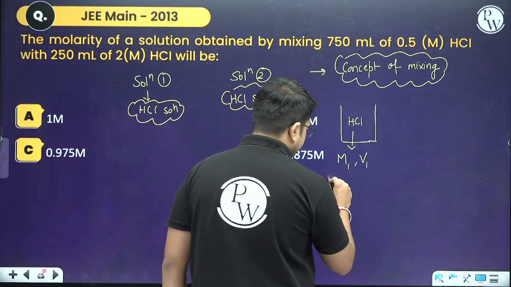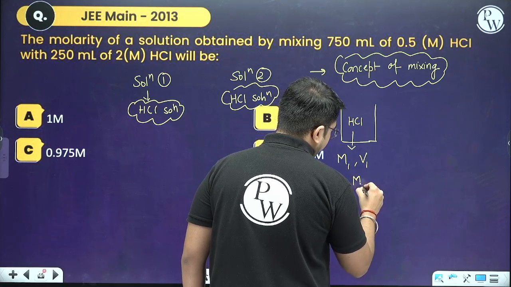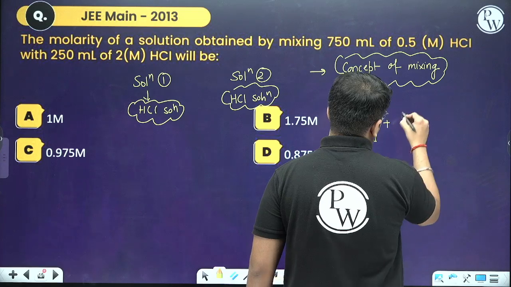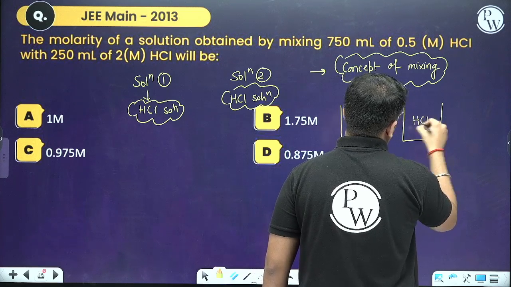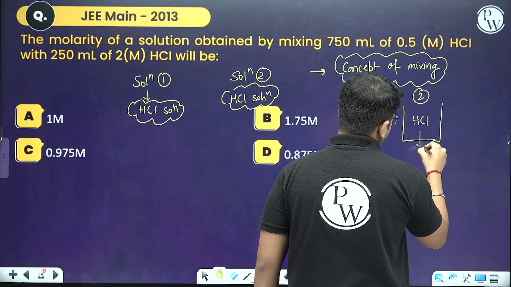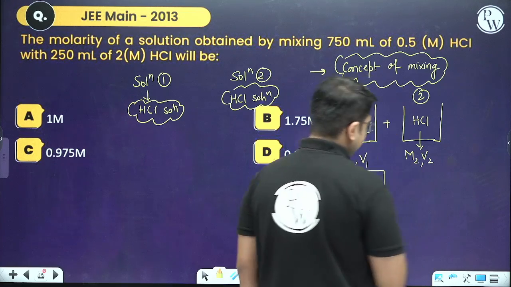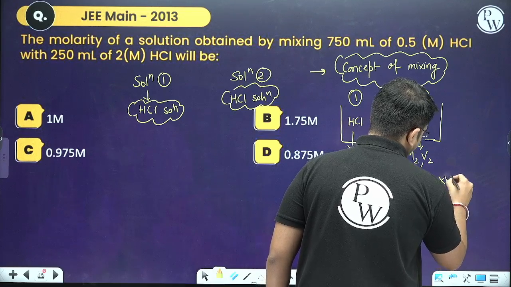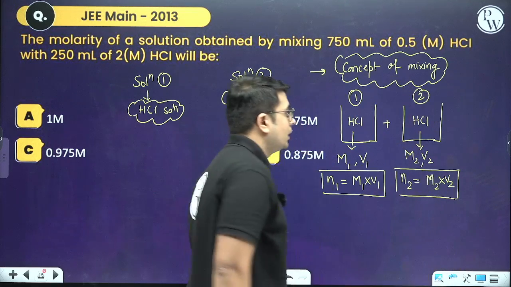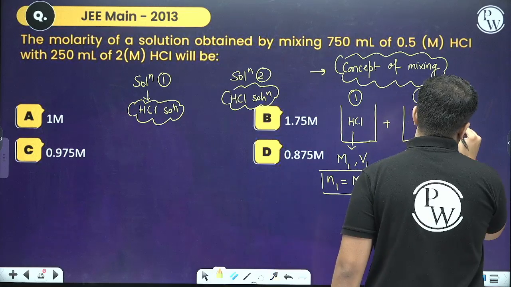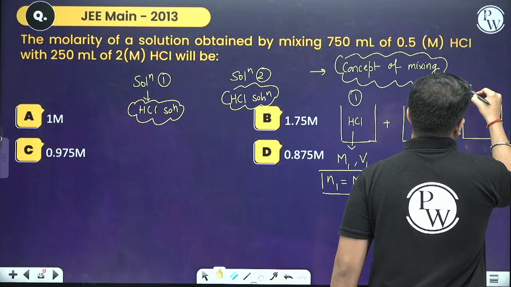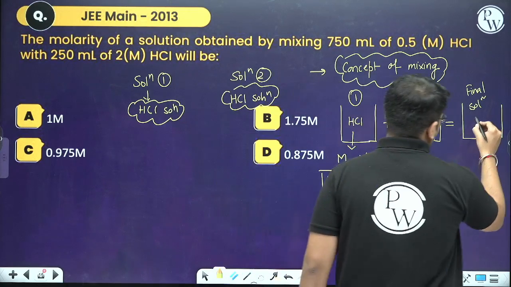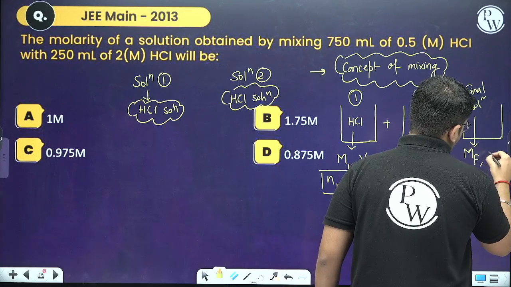So we can say that number of moles will be equal to M1 multiplied by V1. That will be the first part. And I am mixing it with another solution of HCl, same component. This is component 1, this is 2, and in this case its molarity is M2 and volume is V2. So its number of moles are N2, which are equal to M2 multiplied by V2. Okay. Now I am mixing these two solutions to form the final solution. Okay. In this final solution, let's say molarity is M final and volume is V final.